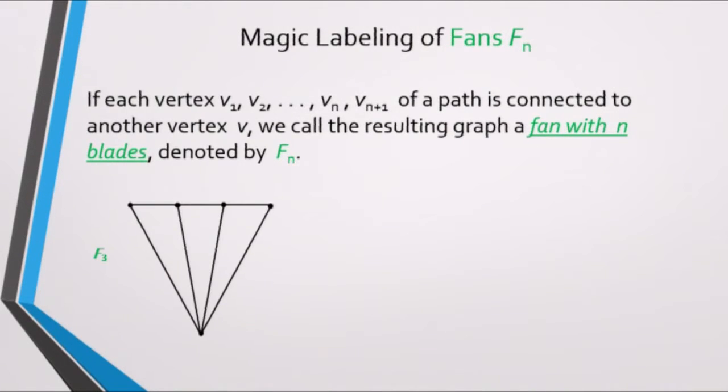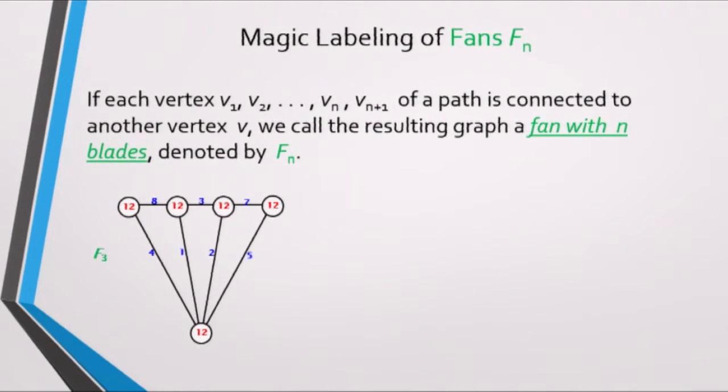So here's F sub 3, 3 blades, 3 triangles if you want to think about it. 1, 2, 3, 4, 5. If we add these 4 numbers adjacent to that vertex, we have 12. So in order to have 12, I need to label this one 7, and that will give us the 12 on both of them. Again, in order to have 12 on this, I need to label that one 8.